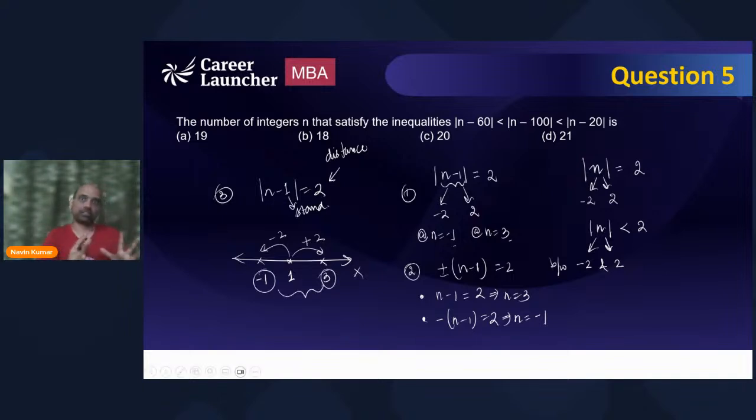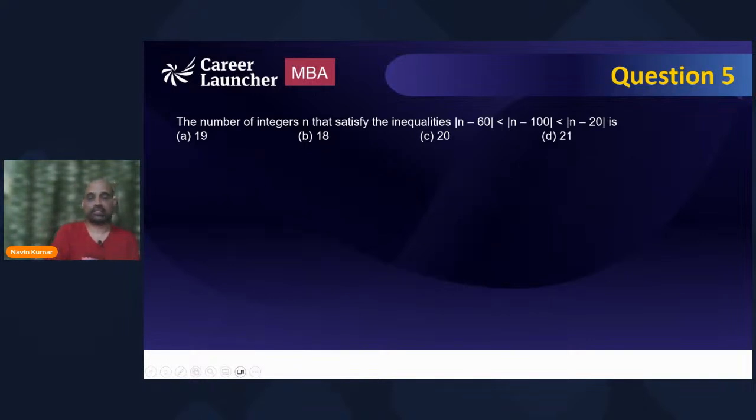So that is visual understanding, right? I'm going to use the third approach to understand this inequality. Okay, so I will be erasing this. Let's look at this. 60 and 100, these are 2 points.